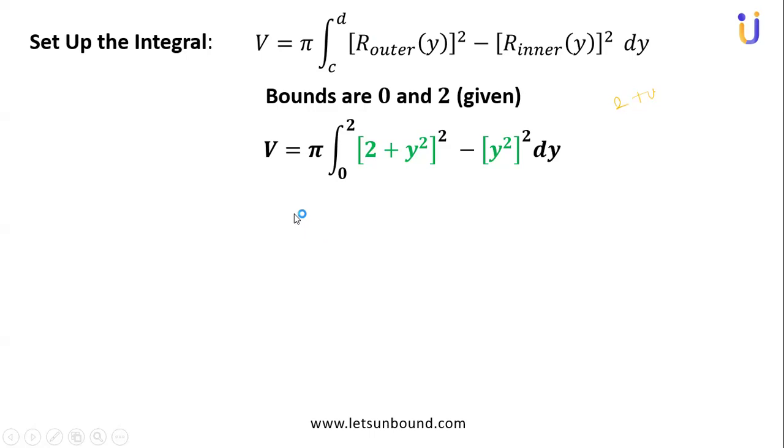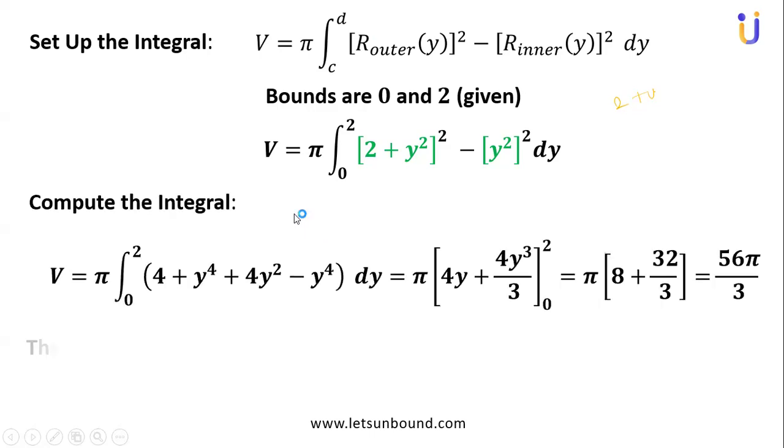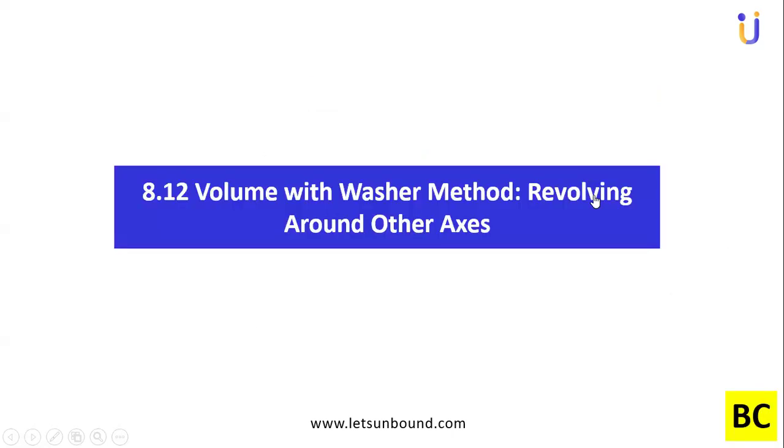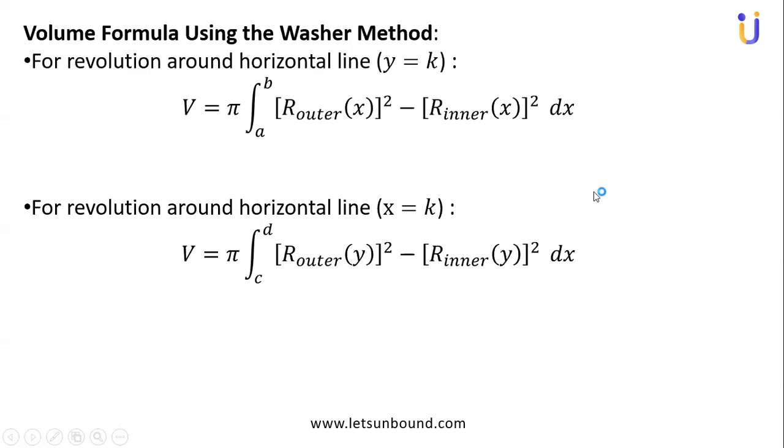Now compute the integral, and it's a basic power rule. You'll get 56 pi by 3 cubic units. Right. Now, volume with the washer method revolving around another axis. Yes, inner and outer, whenever it's the washer method. And it's exactly similar, right?